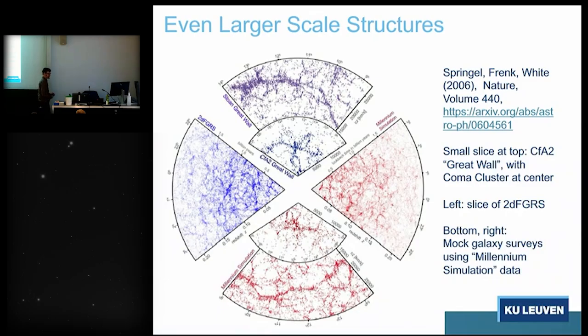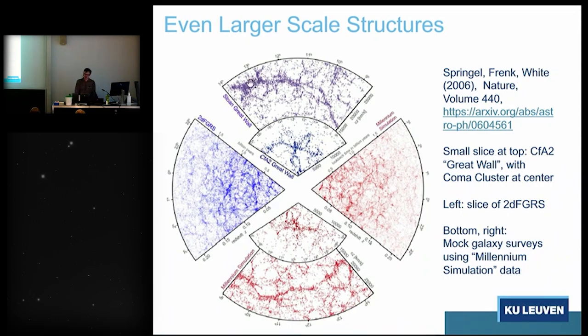If we go to even larger scales than the galaxy clusters, then we have these famous pictures. Here we see the Stickman in the sky and the Great Wall. And here we see one of these structure growth simulations that I have referred to already, a sort of mock galaxy survey using data from the famous Millennium simulation, with the paper indicated there.